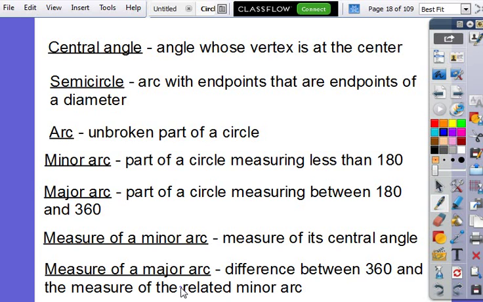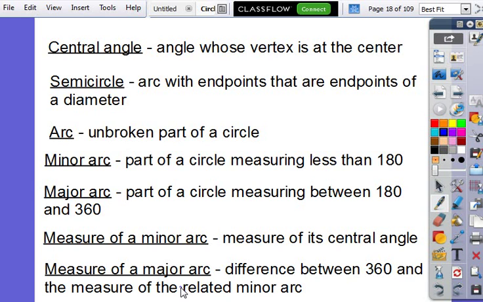An arc is an unbroken part of the circle. A minor arc is less than 180. A major arc is between 180 and 360. Why does it need to say between 180 and 360? What happens if it's 360? It's all the way around. That's the whole circle. I don't want the whole circle, I want part of it.